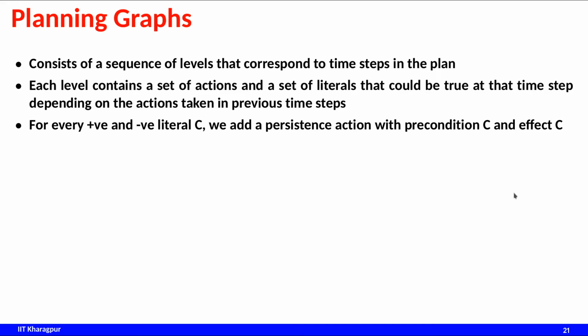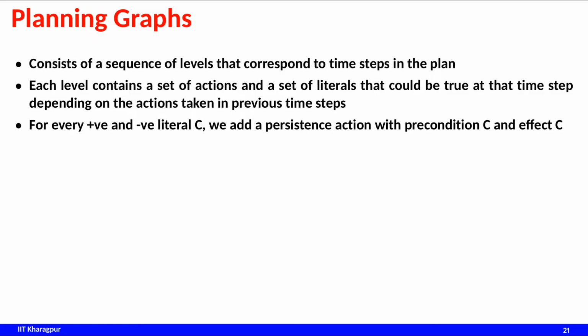So let us continue with planning. In the last lecture we have seen partial order planning. Today we'll be looking into a different data structure known as planning graphs, where we generate the plan over a graph. So we'll be elaborating on top of that.